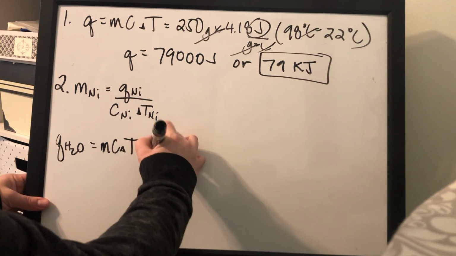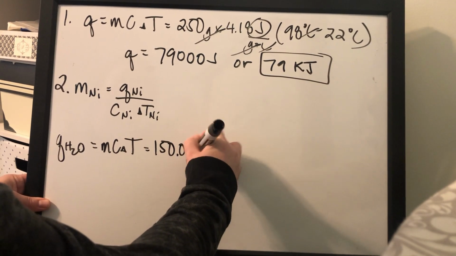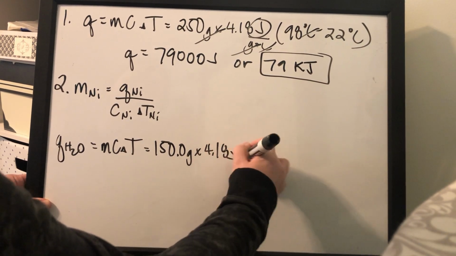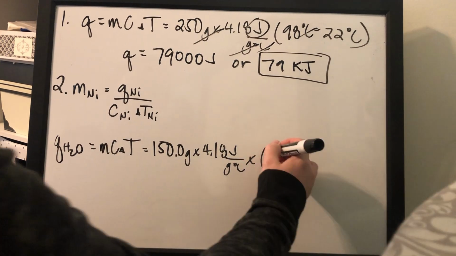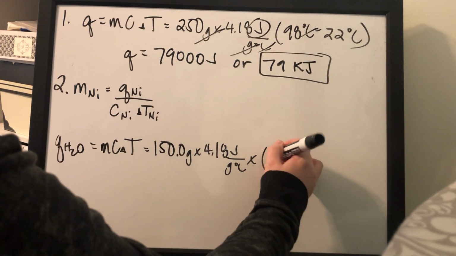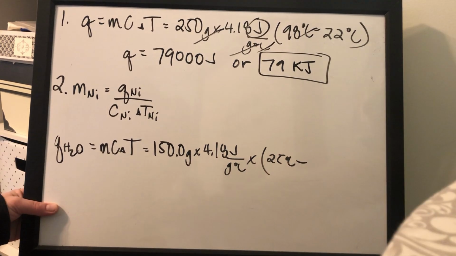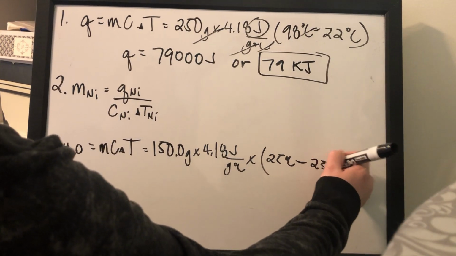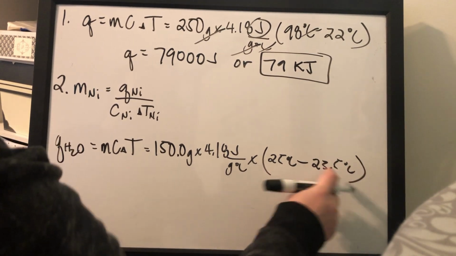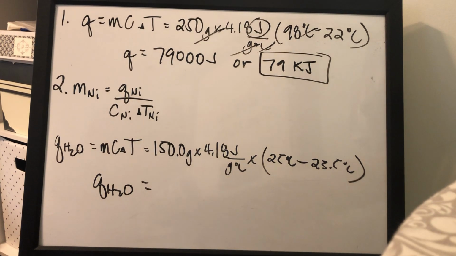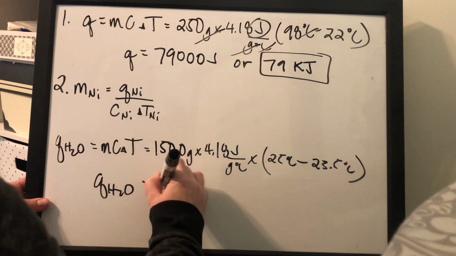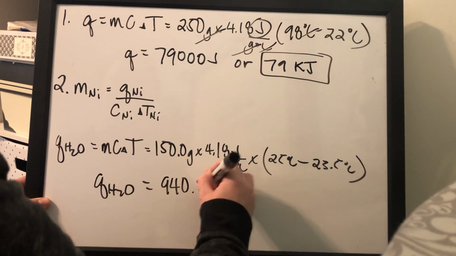So here I go. 150 grams was your water mass. 4.18 is your specific heat. And let's see. Water started at, nope, just kidding, ended at 25 degrees Celsius. And it started at 23.5. See, this is what I mean. Look at that temperature change. It's so small. And that's because water has such a high specific heat capacity. This came out to be 940.5 joules.